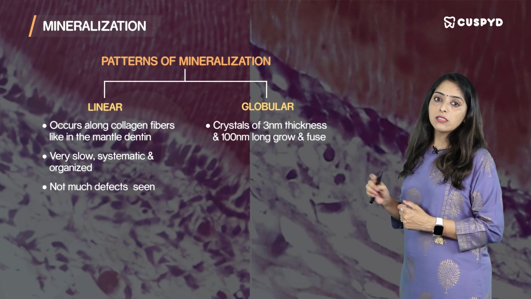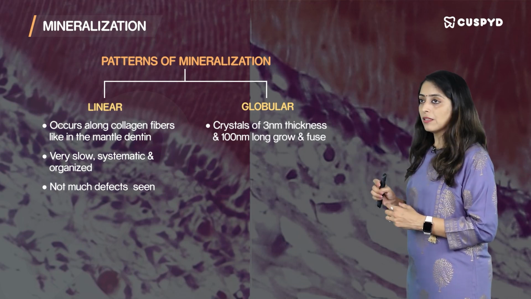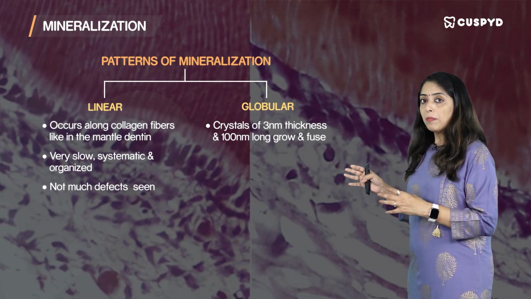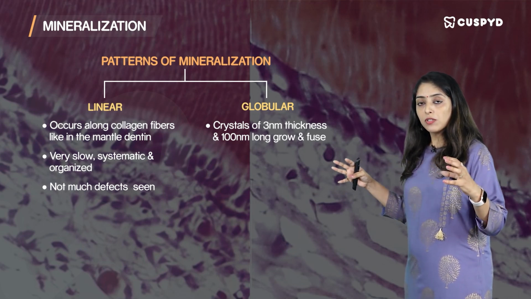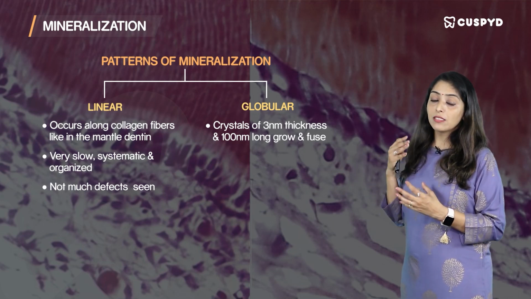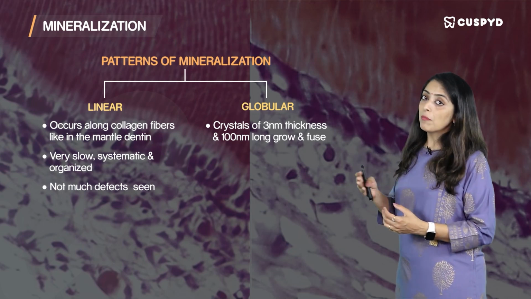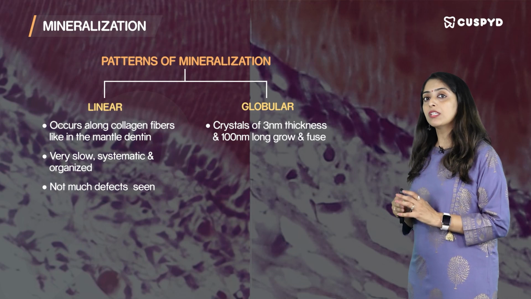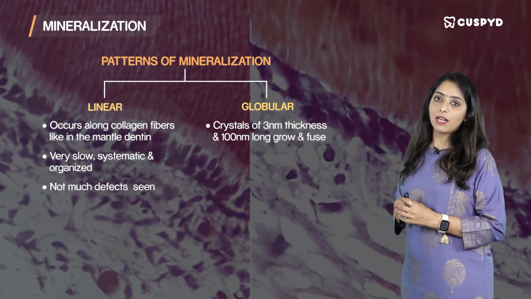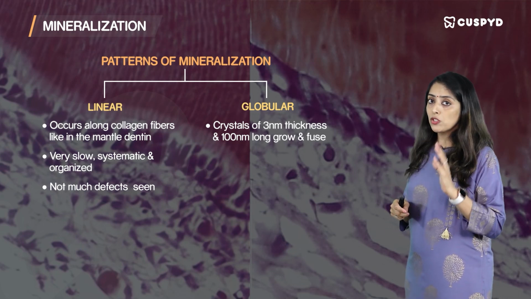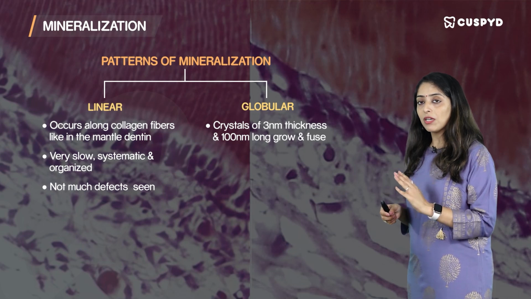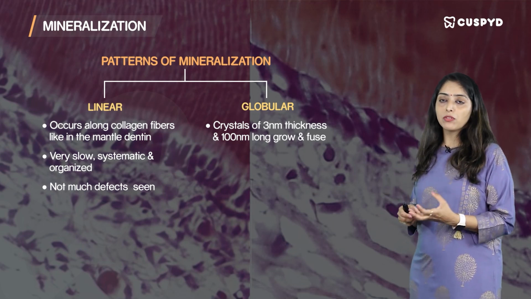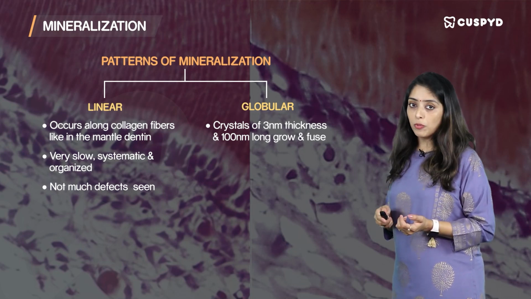Here the crystals are about 3 nanometers in thickness and about 100 nanometers long. In the globular pattern, the globules of crystals will grow and fuse, and that is why there is a chance that there may be some mineralization defects. Globular pattern of mineralization is usually seen in areas where quick mineralization is required. So, whenever slow sustained mineralization is required, you will have the linear pattern, whereas when you need quick mineralization, it will be the globular technique.